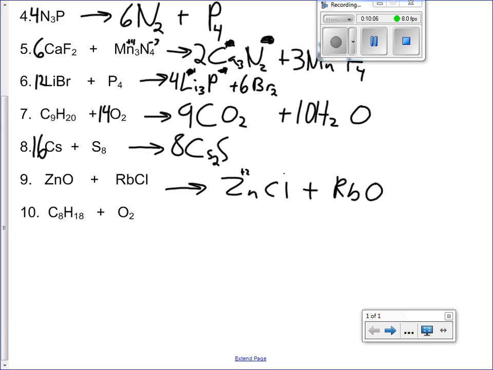Zinc is +2, chlorine's -1, so we got ZnCl2. Rubidium's a +1, oxygen is a -2, so we'll have Rb2O. And then we have to go back and balance. There's 2 rubidiums here, so if I put a 2 there, that ought to do it because that balances the chlorine as well. Okay.